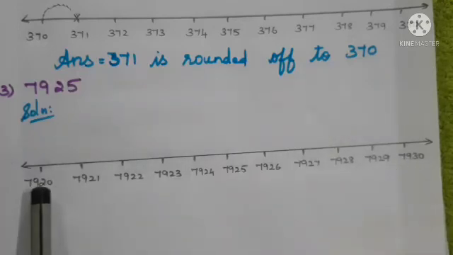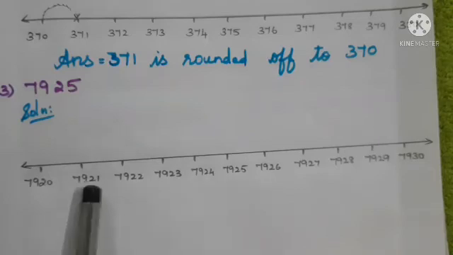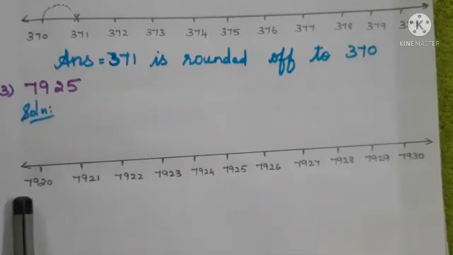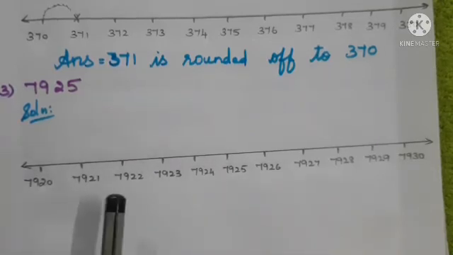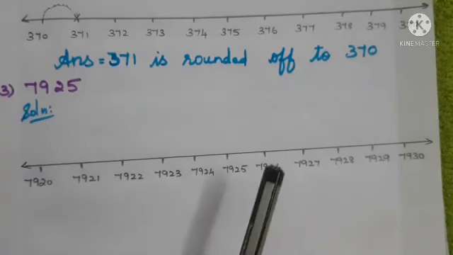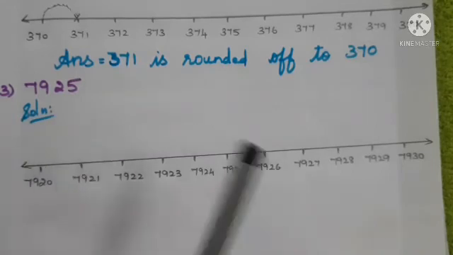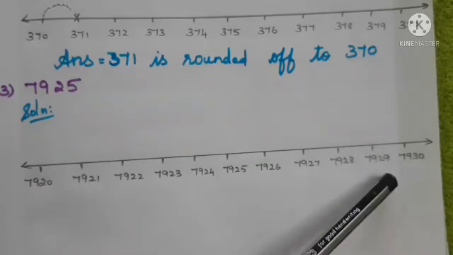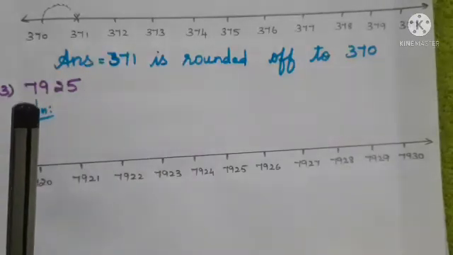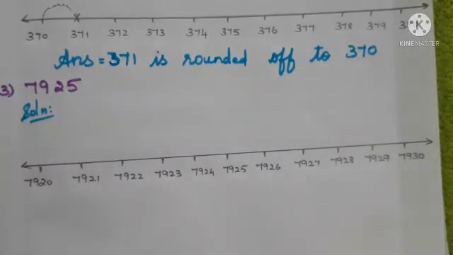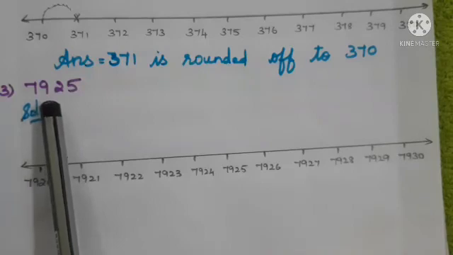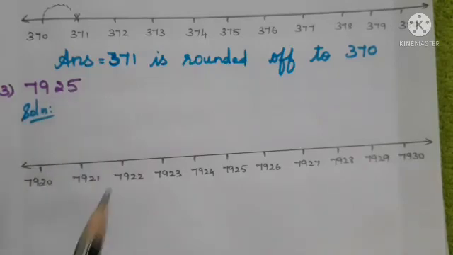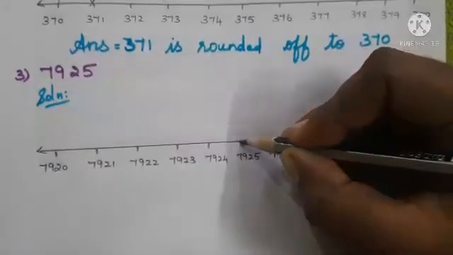What numbers will come in between these two numbers? Yes, 7920, then 21, 22, 23, 24, 25, 26, 27, 28, then 7929, 7930. Okay, so what's our given value? Yes, our given value is 7925. 7925 is our given value.